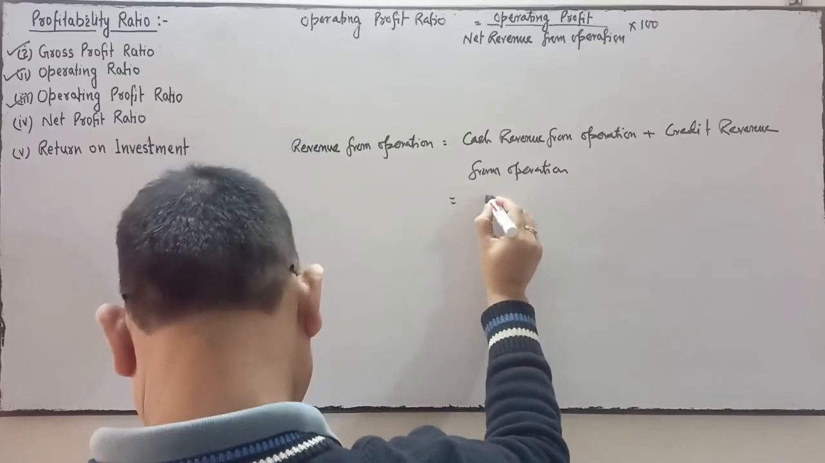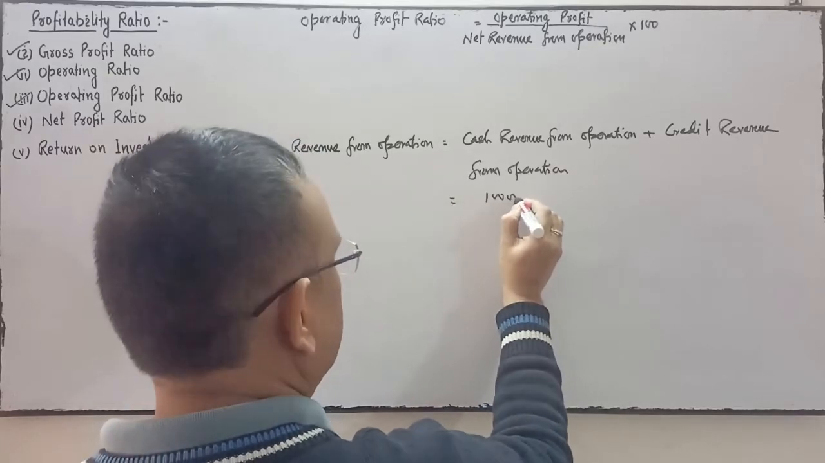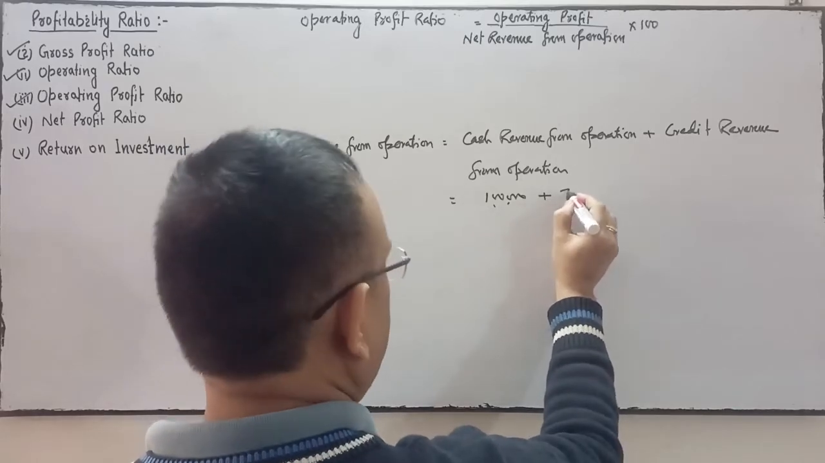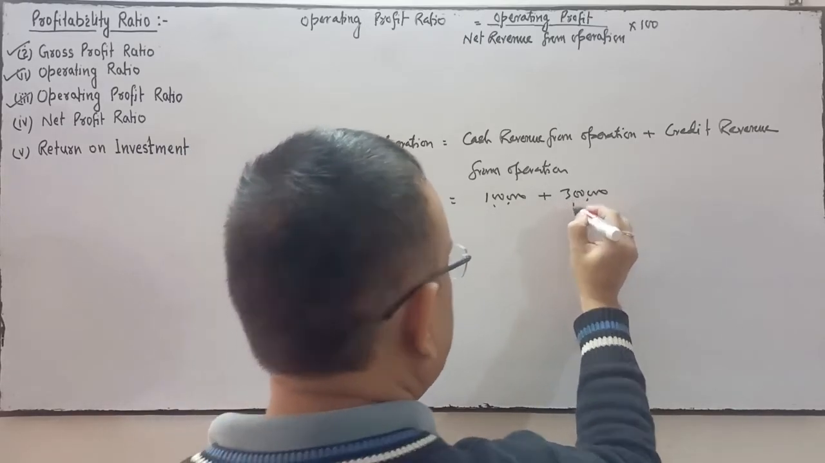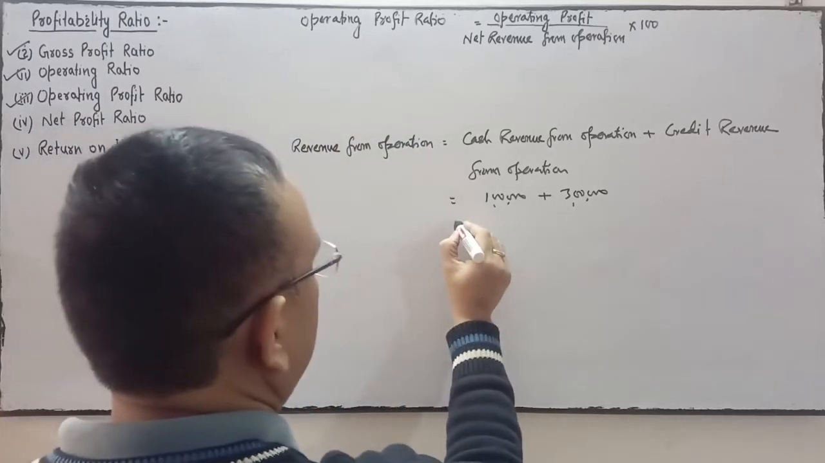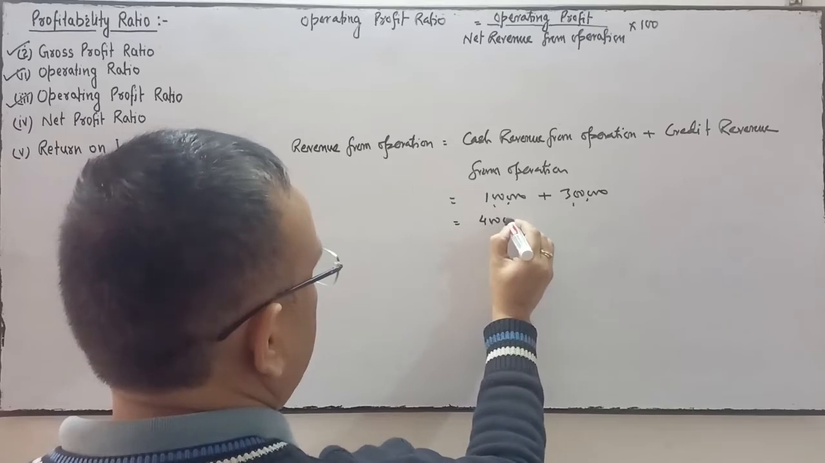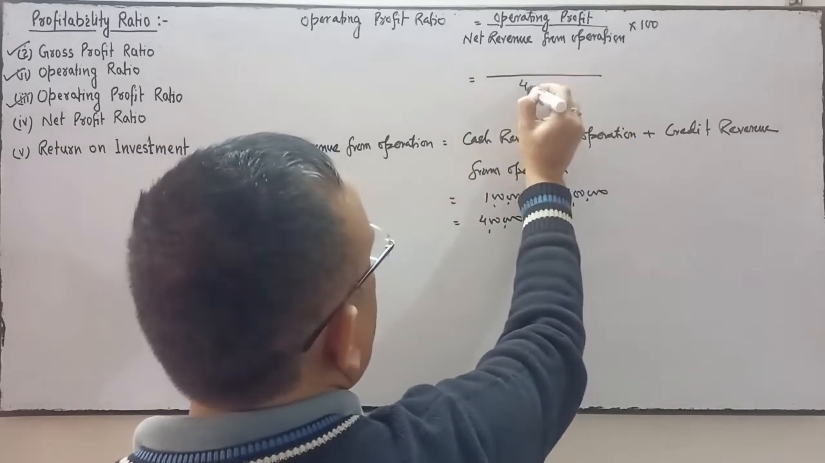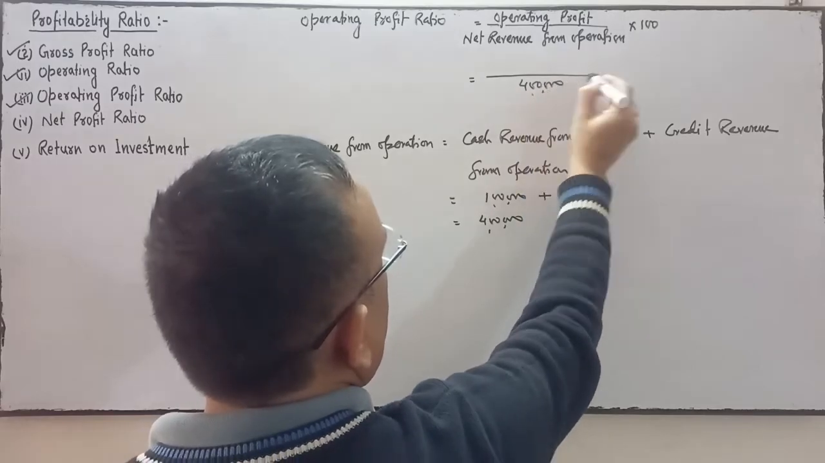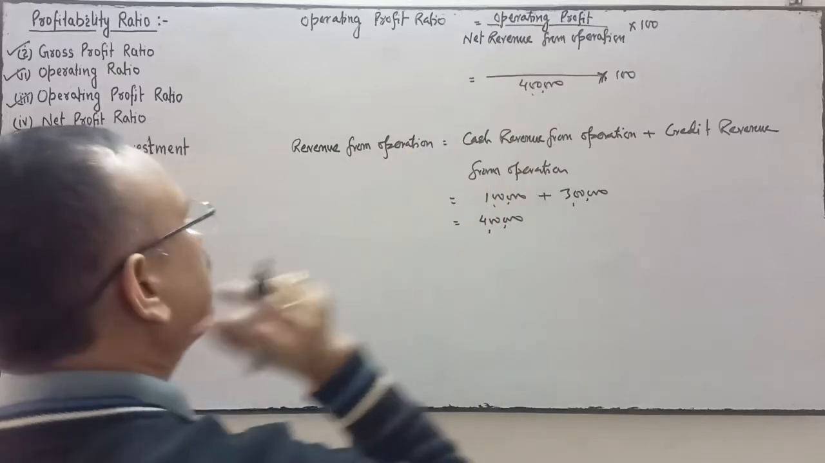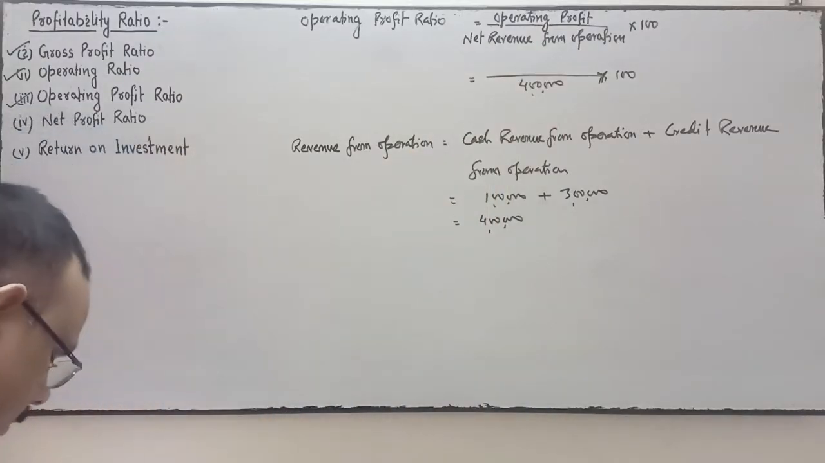So cash revenue from operation is 1 lakh and credit revenue from operation is 3 lakhs. There is no sales return, so this is your revenue from operation, 4 lakhs. So revenue from operation is 4 lakhs into 100. Okay, now we have to find out the operating profit.